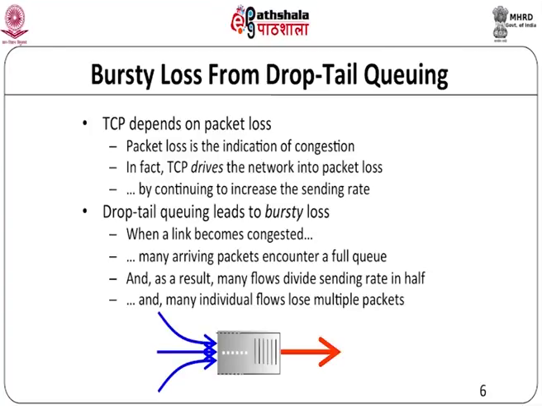So, when a link is becoming congested, more and more packets are coming into the queue and all of them are being dropped. Because a number of packets are dropped, TCP's congestion control mechanism will come into action and only then will the sending rate be decreased. So, this bursty loss is a major problem that we have with the drop tail queuing approach.